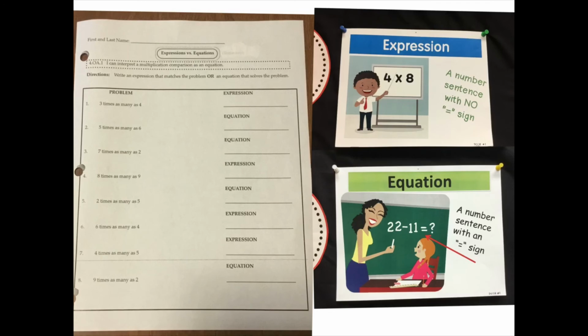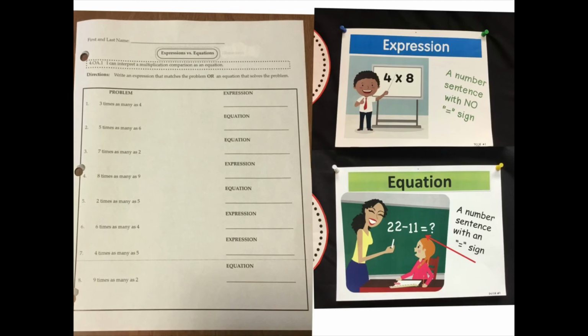So I want you to quietly in your seat, mirror along with me, whisper, do the gestures. Seriously, really do it. Don't just sit there. Let's do it. Ready? Mirror. An expression is a number sentence with no equal sign. I hope you're doing the gestures. An equation is a number sentence with an equal sign.